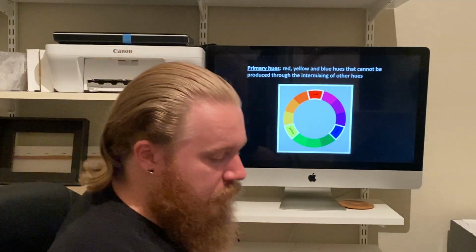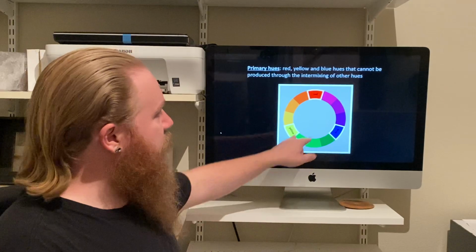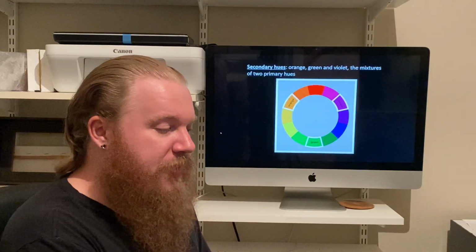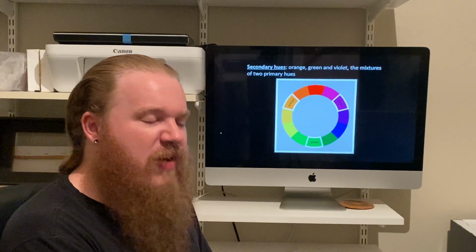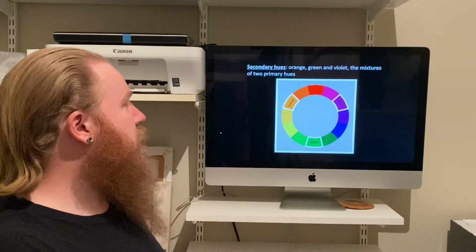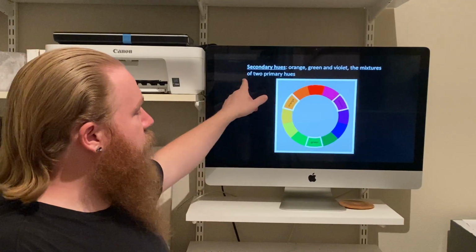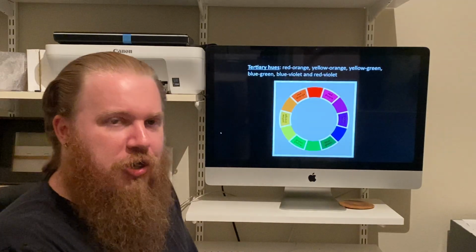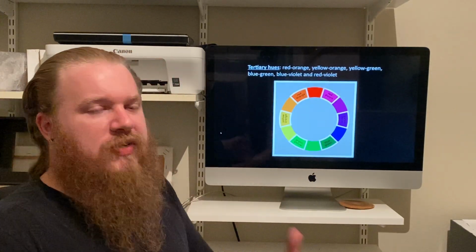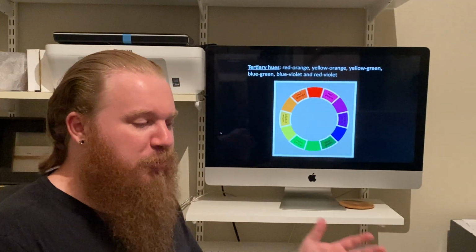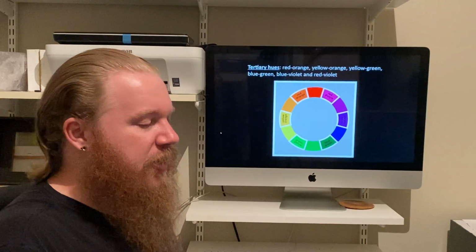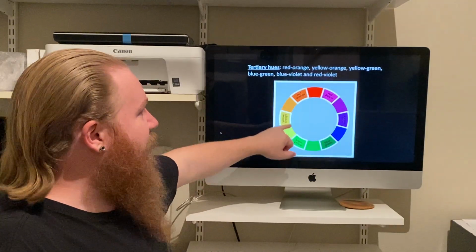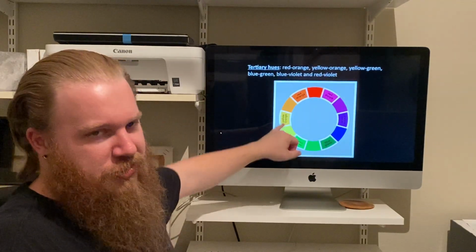And so, first and foremost, if we mix two primaries together, we then get a secondary hue, and those would be things like orange, green, and violet, or the mixture of two primary hues. But if we then also mix a primary and secondary hue together, we get what are known as tertiary hues. And these would be things like red-orange, yellow-green, blue-violet, red-violet, etc., etc. So once again, it's a mixture of a primary and a secondary hue to make a tertiary.